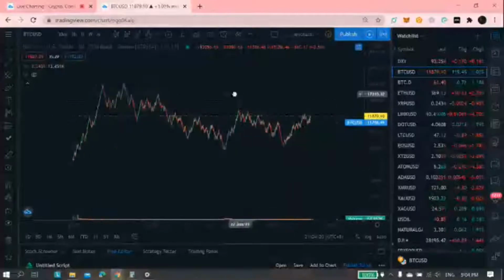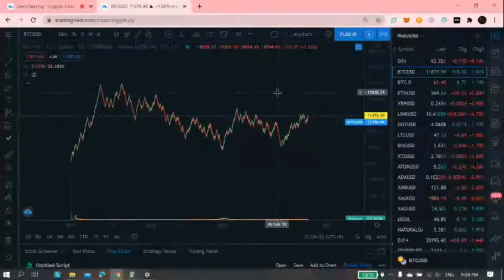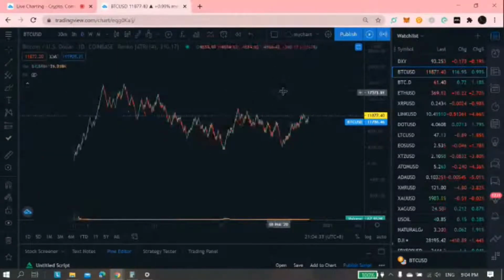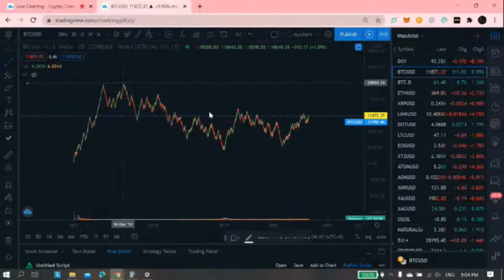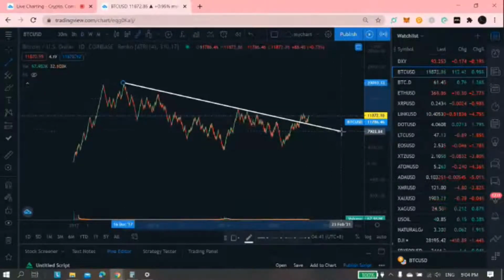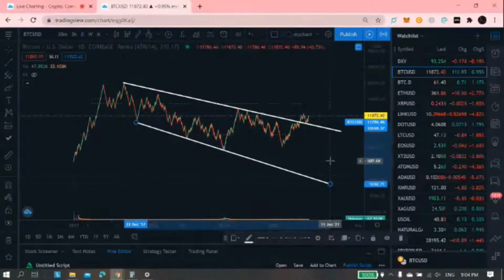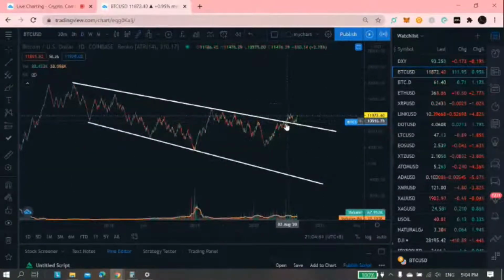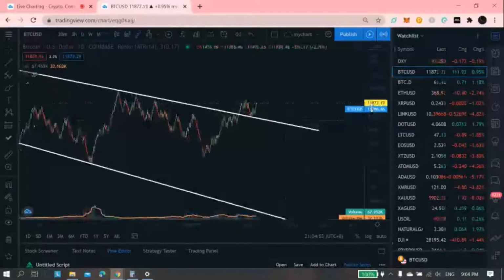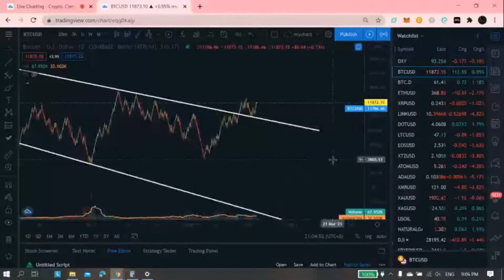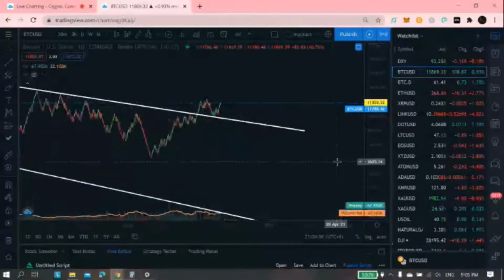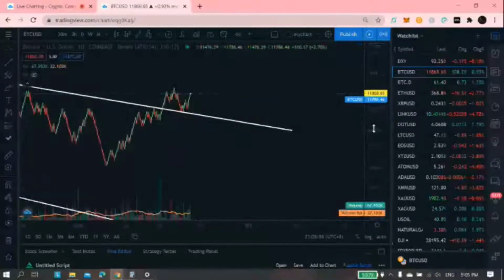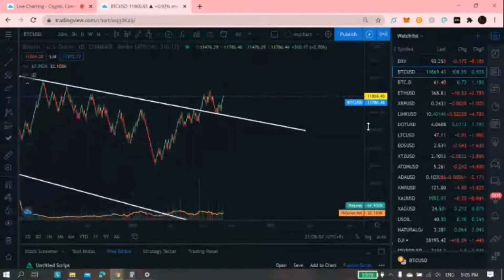So actually this is the whole chart of Bitcoin. Currently it's trading around $11,800. As you can see, this is the long-term downtrend, but it broke that resistance a few months ago and is now trading at 11,869, and possibly will retest this area.